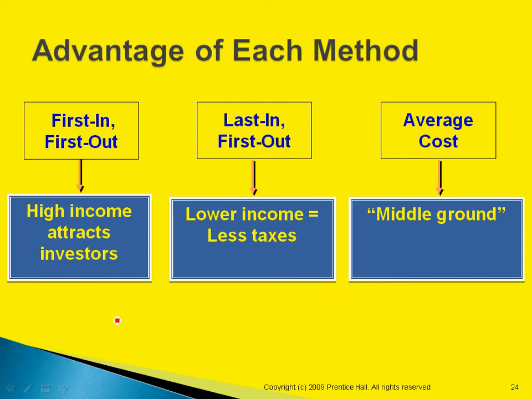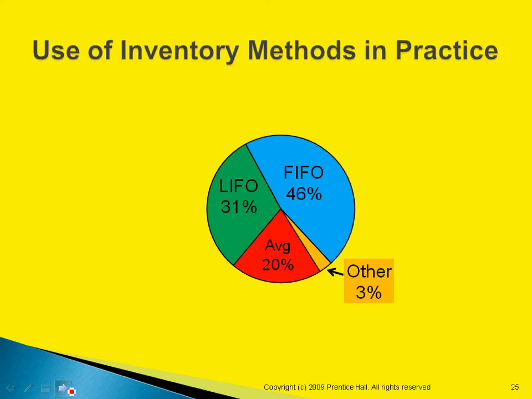So, in practice, what method do we use the most? Well, FIFO is the most popular at 46%, followed by LIFO, followed by weighted average at 20%, and then approximately 3% use some other type of method, probably most closely associated with specific identification.